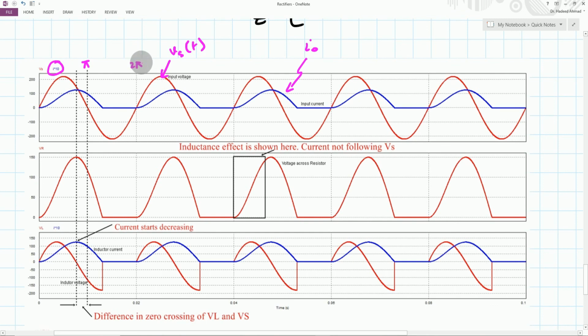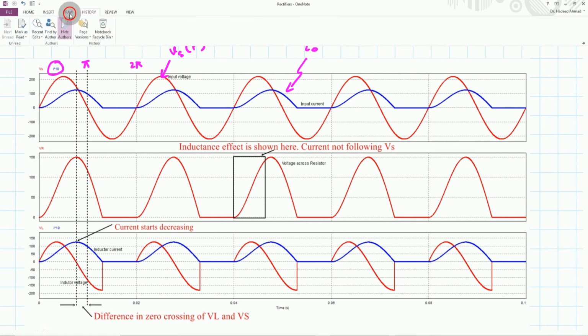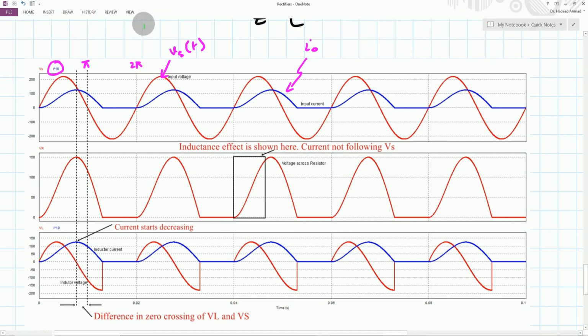Now there are two important points for this given circuit. The first important point is that because of the presence of the inductance here, we are having a current flow longer than the duration of this positive half cycle, which ends at pi.